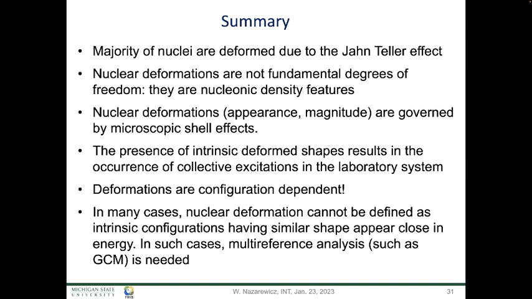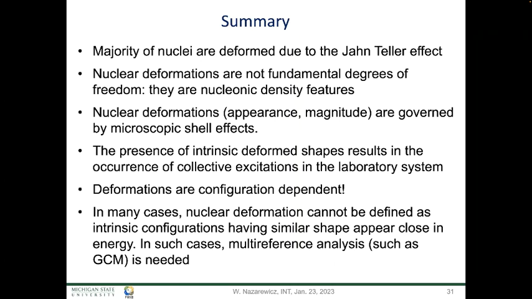So nuclear deformations are due to the fact that protons and neutrons move in shells, okay? But oftentimes this motion is very correlated, hence the systematics of those deformations is very regular. The presence of intrinsic deformed shapes results in the occurrence of collective excitations in the laboratory system. So if the nucleus is deformed in a certain way, this deformation will result in collective levels in the laboratory system.